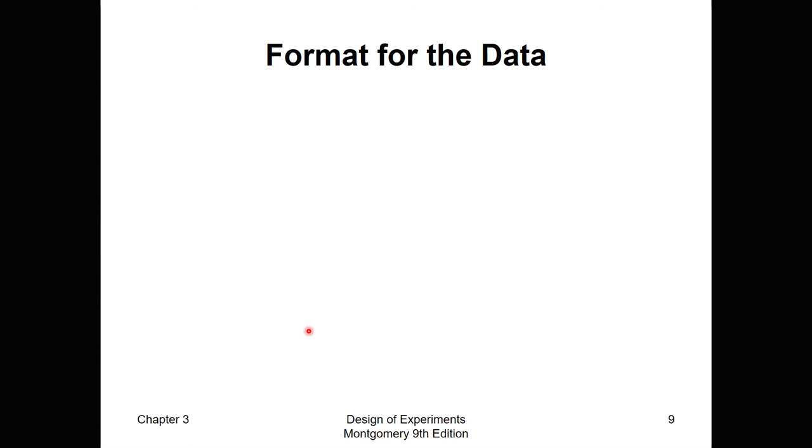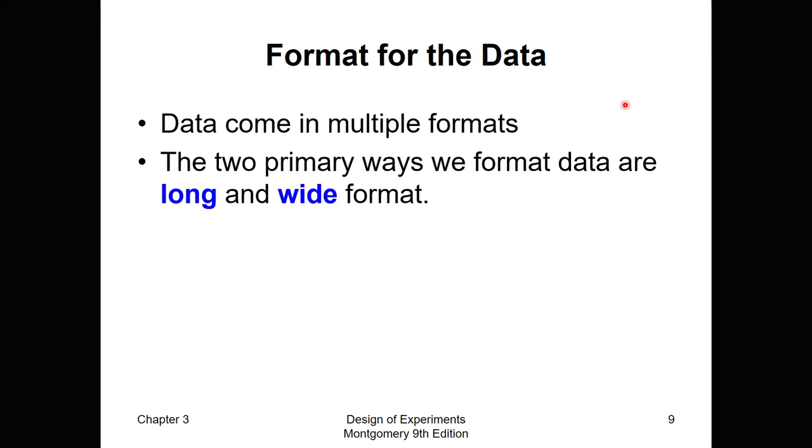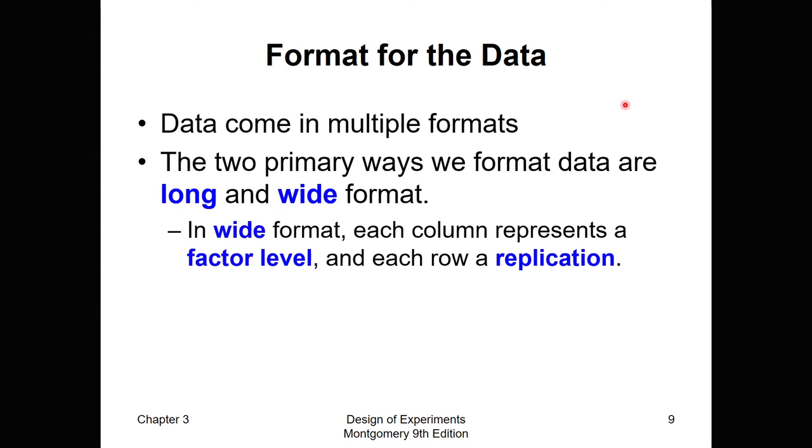Now I mentioned the data format. There's the piece that we discussed earlier, which is that I tend to put things where the factor levels are vertical, but there's a whole other thing about two different ways that we get data, and that's the long and wide format. Now in the wide format, that's what the book has displayed. And again, when I say I put each factor level in its own column, that would be considered wide format. Each column represents a factor level, each row a replication.